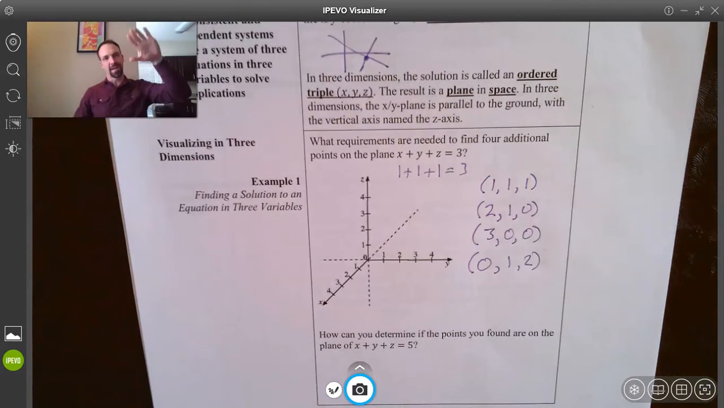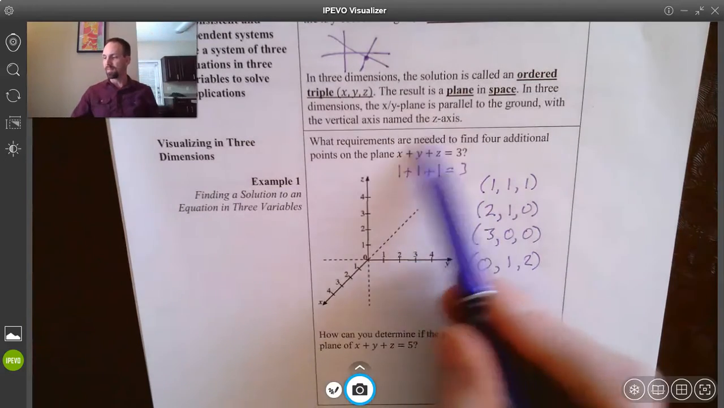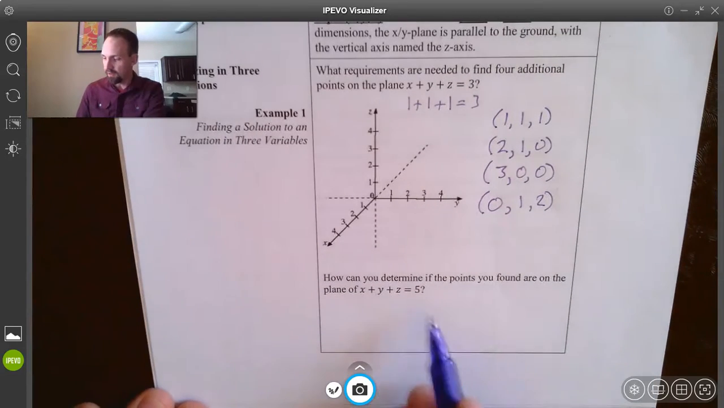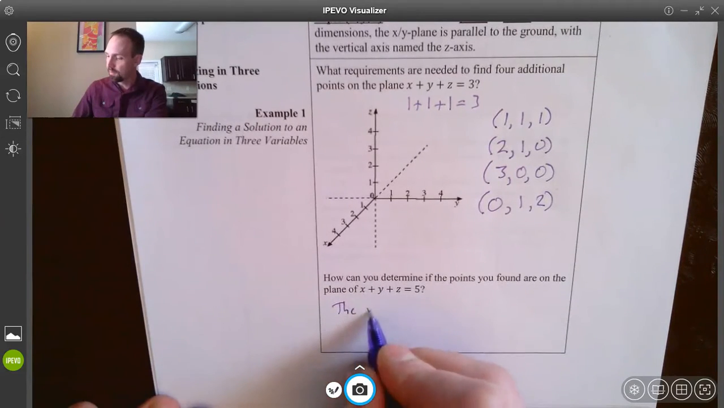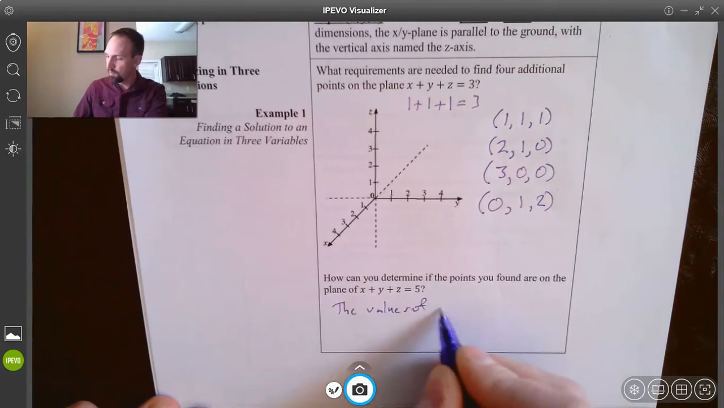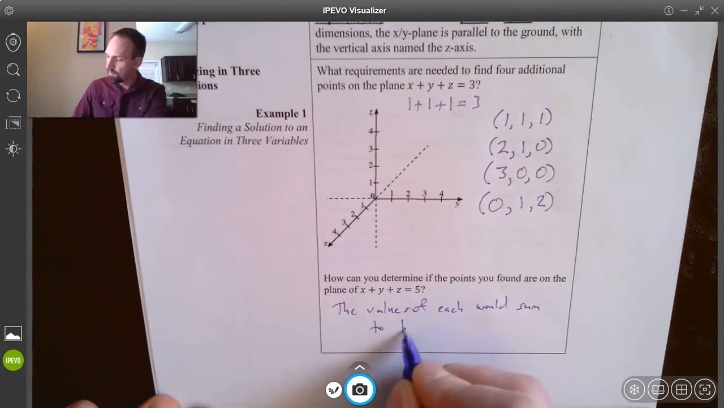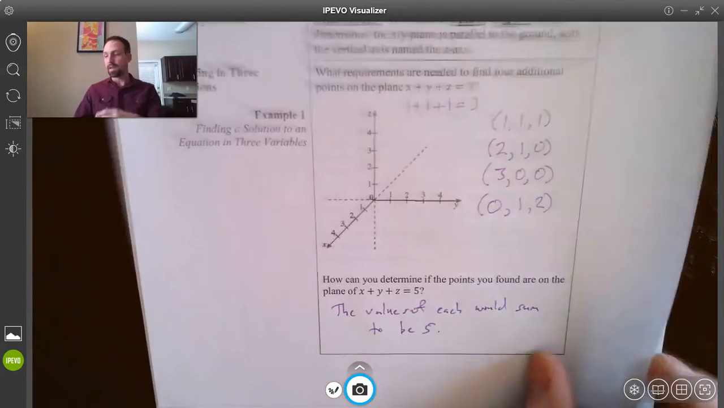So if you think about it, it would be like a flat sheet of paper. So if you think about it in your room, you just have to meet this criteria, and that would be like a flat sheet of paper that would be coming out at an angle from that. So how can you determine if the points you found are on the plane of x plus y plus z equals 5? Well, the values of each point would sum to be 5. So it would be on that plane.